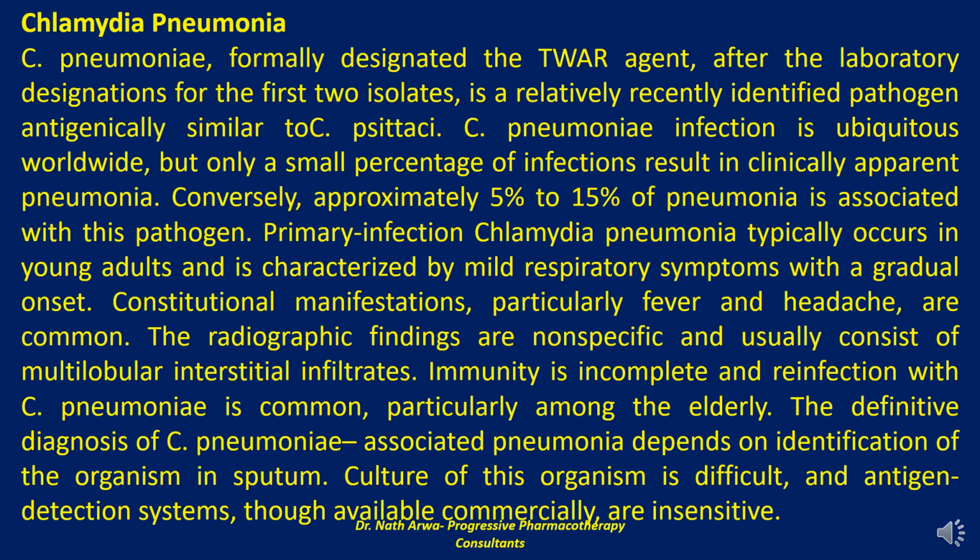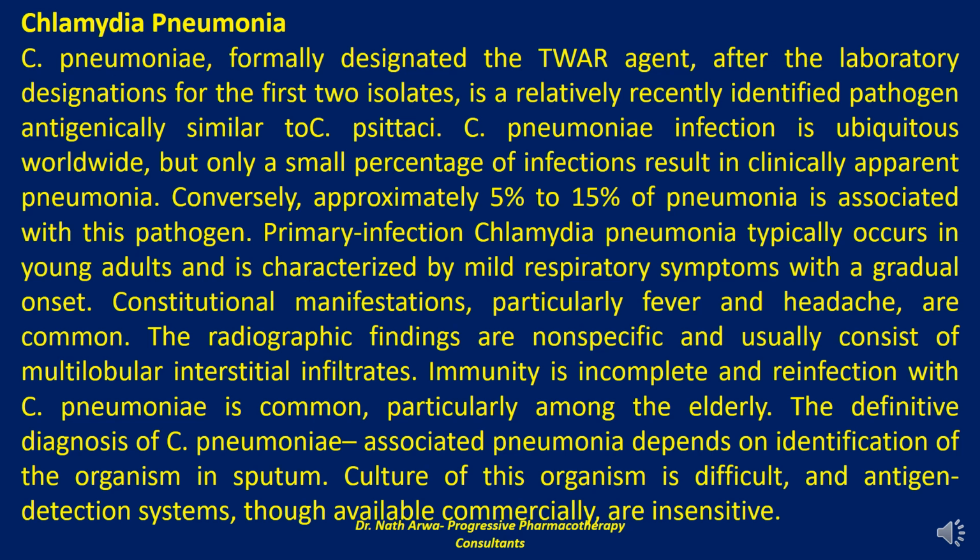Chlamydia pneumoniae, formerly designated the TWAR agent, after the laboratory designations for the first 2 isolates, is a relatively recently identified pathogen antigenically similar to Chlamydia psittaci. Chlamydia pneumoniae infection is ubiquitous worldwide, but only a small percentage of infections result in clinically apparent pneumonia. Conversely, approximately 5% to 15% of pneumonia is associated with this pathogen.